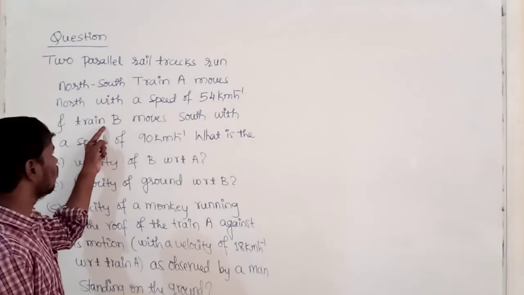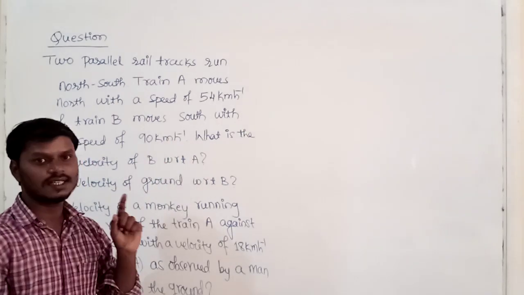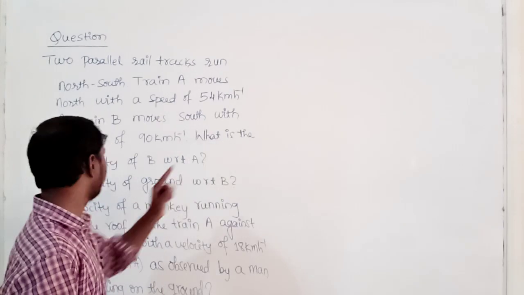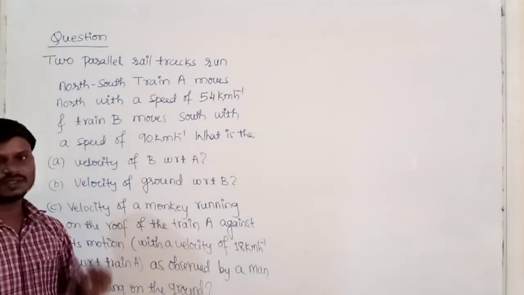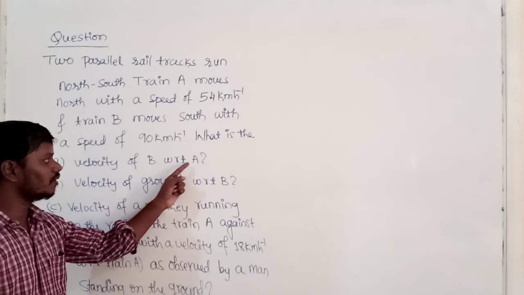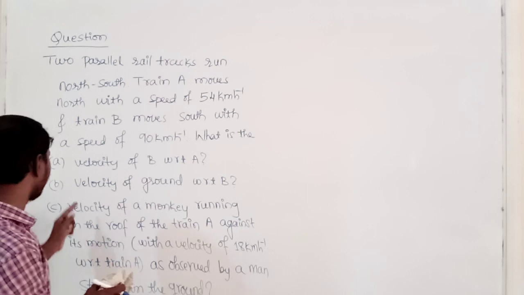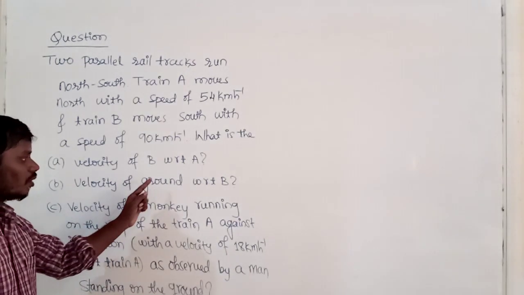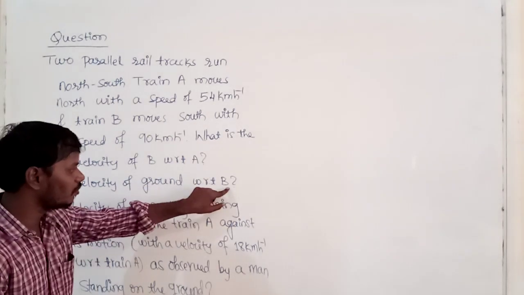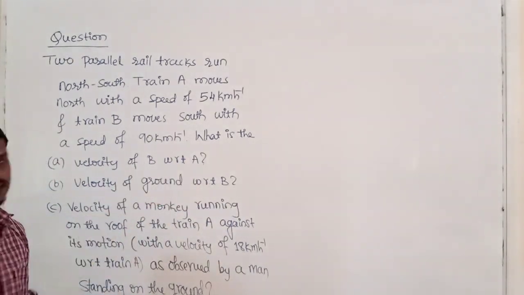Train B is moving in which direction? South direction, with what speed? 90 km per hour. Then what is our question? What is the velocity of B with respect to A? Our aim is to find the velocity of B with respect to A. WRT means here with respect to. Then second question: velocity of ground with respect to B. What is the velocity of ground with respect to B?